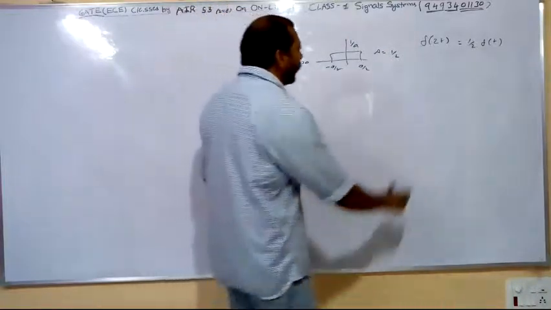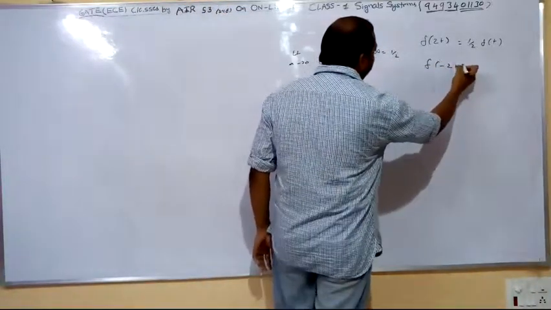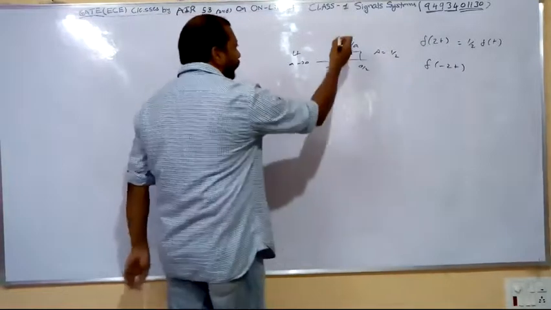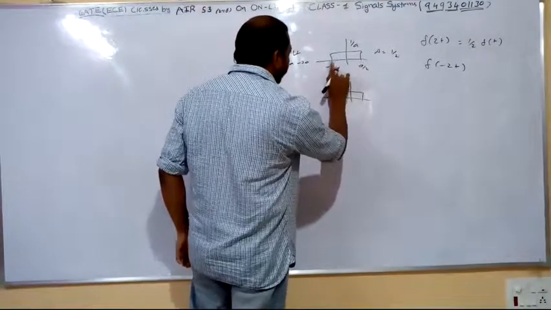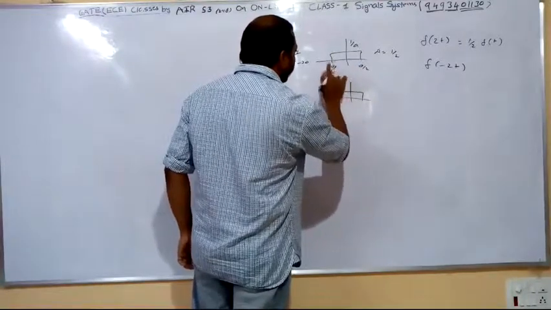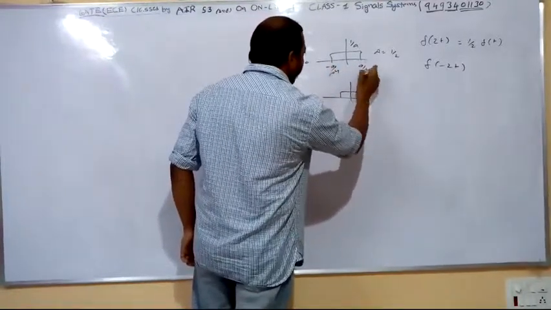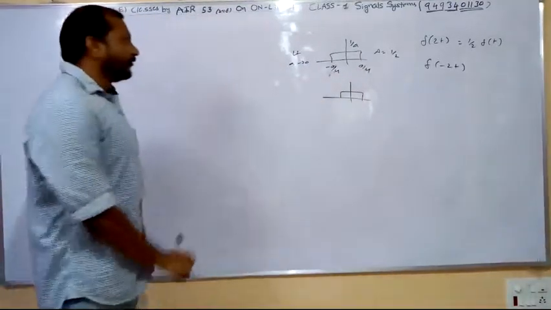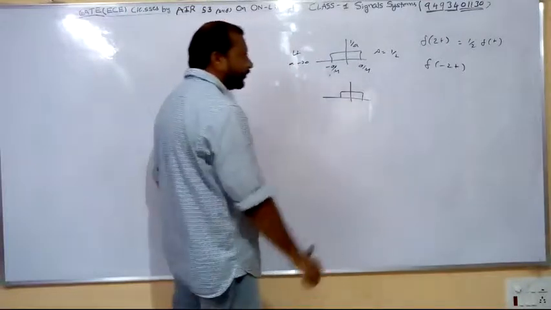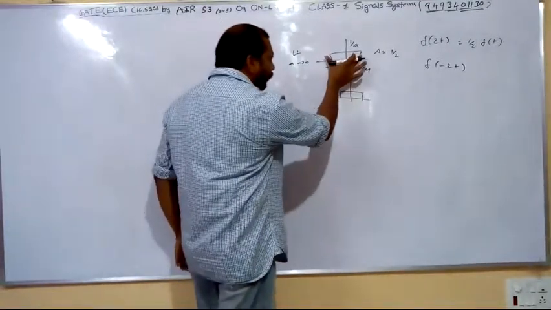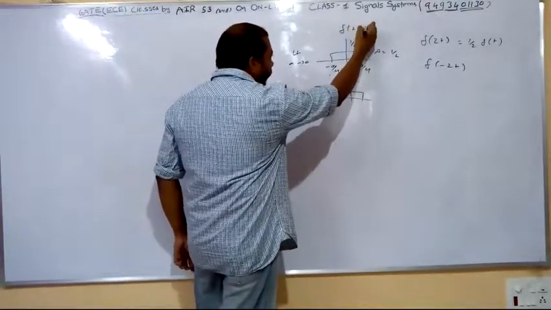Then what about the value of del of minus 2t? This is your del of 2t. Del of minus 2t is nothing but simply, this is a by 4 and this is a by 4. Now del of minus 2t, it is simply minus 2t equal to 1 and t equal to minus 1 by 2 only, or the reversal of the signal only. This is your del of 2t, the reversal of the signal only.